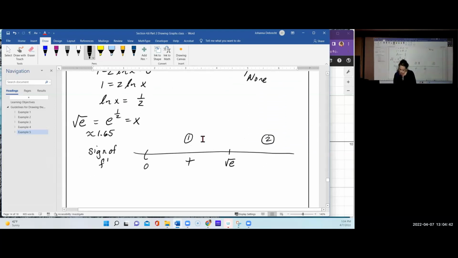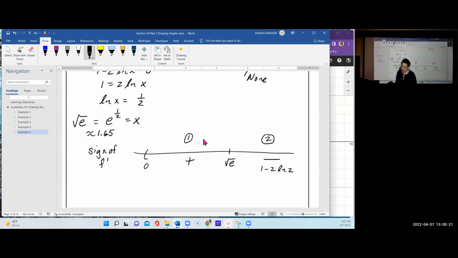And at 2, I may have to do a little bit more work. At 2, I'm going to have actually the value of 1 minus 2 natural log of 2. So I might need my calculator to figure out if that's positive or negative. And when I look at that, I've got 1 minus 2 natural log of 2. And it turns out to be a negative value. I don't care about the actual value. It's actually 0.386, but I care about the sign. So this one is negative.